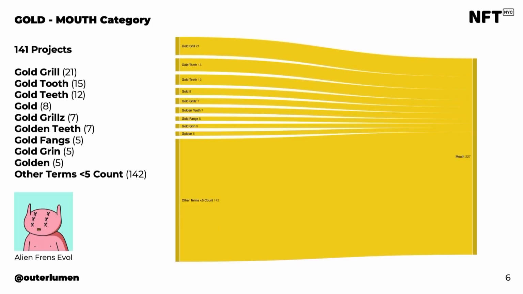So I thought, okay, well, let's look at the mouth category. Like, what are people calling these? There were 141 projects that have a mouth category in this set. The top mouth is gold grill out of the projects that I found. 21 projects have the gold grill trait. There's the Alien Friend Evolution example with the gold grill. Gold tooth, not to be outdone by gold teeth, because you can't just have one. Gold grills, golden teeth, gold fangs. I thought this was really, really interesting to deep dive.